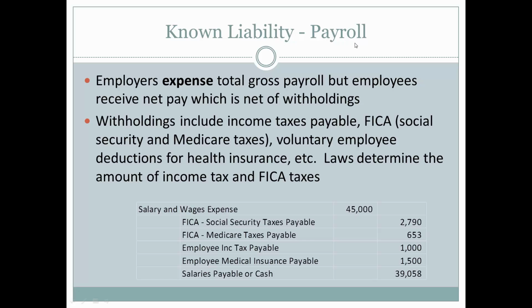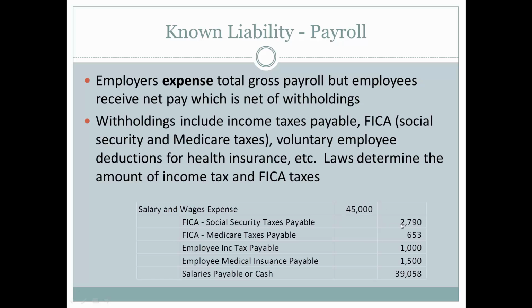Now, let's look at another known liability, payroll. Employer's expense. Now, this will be an expense to the employer, total gross payroll, but employees receive net pay, which is net of withholdings. What types of withholdings are taken from a paycheck? Well, they will include income tax payable, could also be state tax payable as well as federal tax payable, FICA taxes, which are Social Security and Medicare taxes, and any voluntary employee deductions for health insurance, etc. Laws will determine the amount of income taxes and FICA taxes that an employer will be taking out of the employee's paycheck. So here we have salary and wages expense of $45,000.